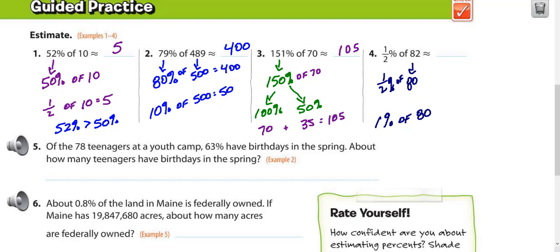So 1% of 80 means you take 80 and you divide it by 100. Well, if you take that and divide it by 100, you get 0.8. So if 1% of 80 is 0.8, 0.5% of 80 is half of that amount, or 0.4.